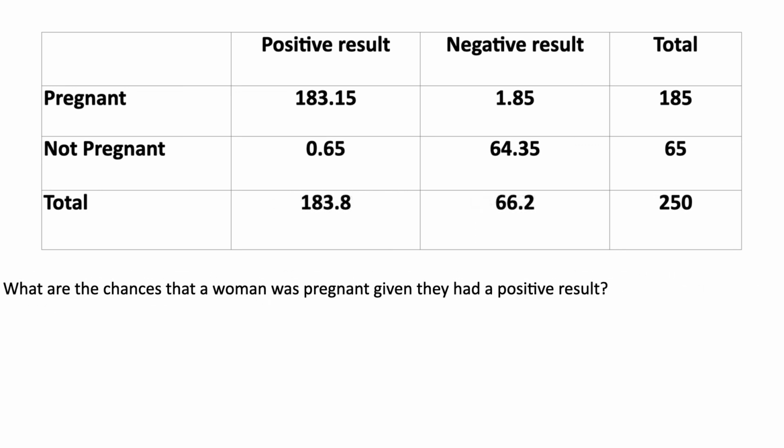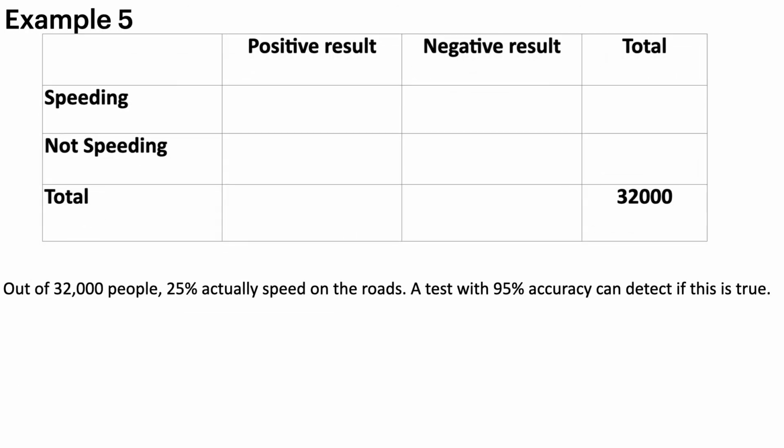Okay, what are the chances that a woman was pregnant given they had a positive result? So we take the 183 over the 183.8. It's pretty close. Almost 100% there. All right, another example.